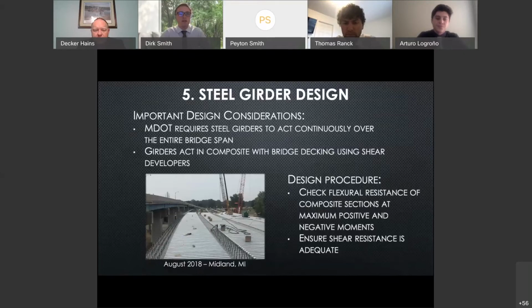With this parameter considered, we also had to understand that the bridge girders will be working with the bridge decking to resist flexure once construction is complete. As referred to earlier, this type of combined flexural resistance is a section working in composite. This led us to the design procedure of checking maximum positive and negative bending moment resistance along with shear resistance.